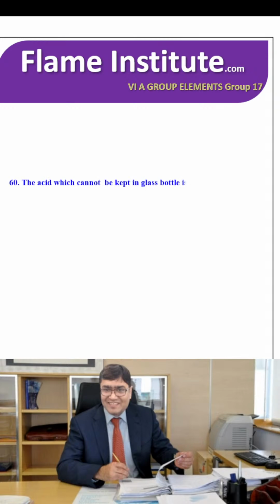The acid which cannot be kept in a glass bottle is HF, HCl, HBr, HI. HF reacts with glass, so that is why HF cannot be kept in a glass bottle. So HF is the correct option.